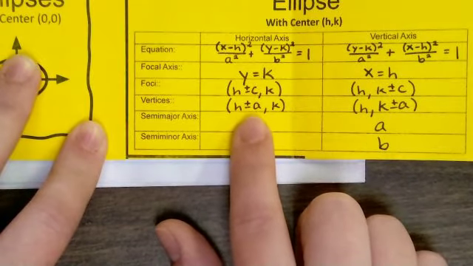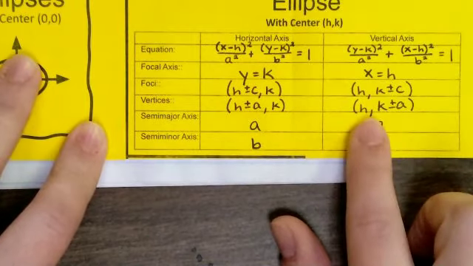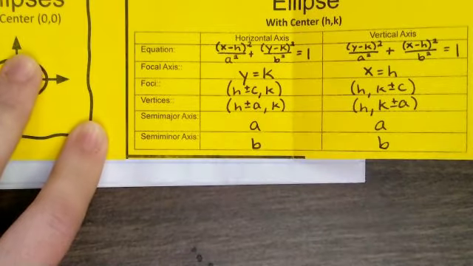Vertices, h plus or minus a, and k. So again, it's very similar to how we got the vertices on the last thing. It's just that we're not at 0, 0 for the center. Anyways, those are your formulas.